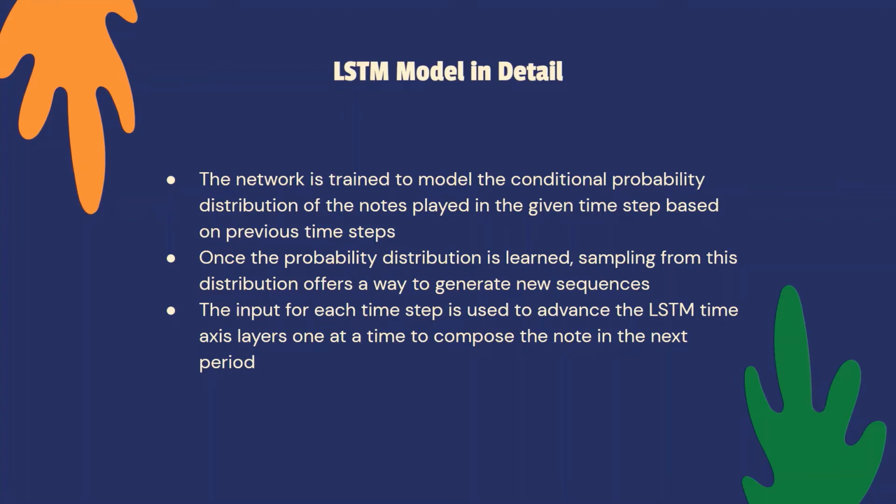Now that the probability distribution is learned, sampling from this distribution offers a way to generate new sequences. Sequences are not known in advance. The network must project one time step in the future at a time. The input for each time step is used to advance the LSTM time axis layers by one step to compose the note in the next period. First, a sample must be taken while the distribution is being created. Each note is drawn from a Bernoulli distribution. This drawn value is then used for the input to the next note. This process is repeated for all the notes, after which the model moves to the next time step.